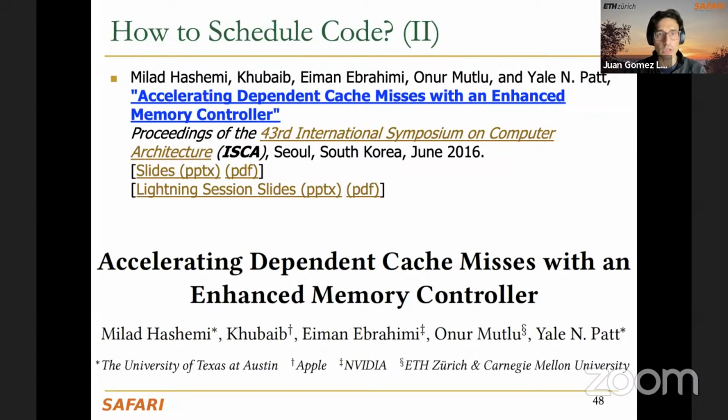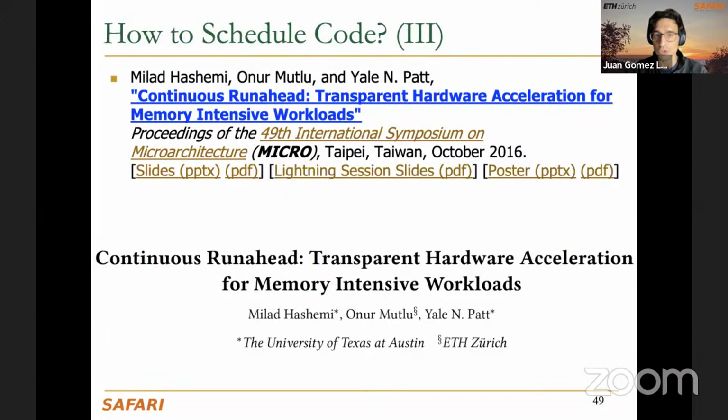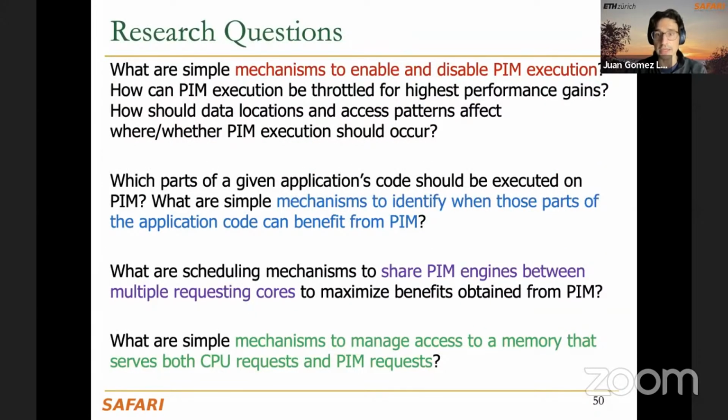And also a couple more works that deal with this scheduling of code. The first one is accelerating dependent cache misses with an enhanced memory controller. And the second one is continuous runahead: transparent hardware acceleration for memory intensive workloads. Two highly recommended works as well. But as I said, there is still a lot to do in this topic, with many research questions that we still need to answer.